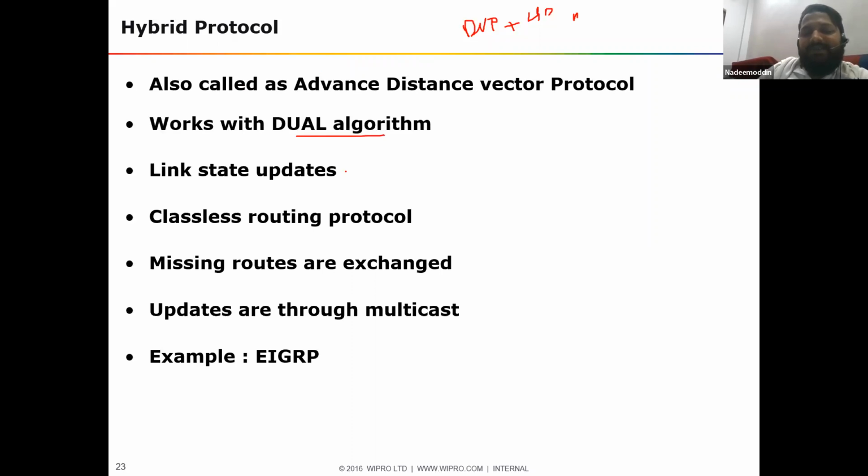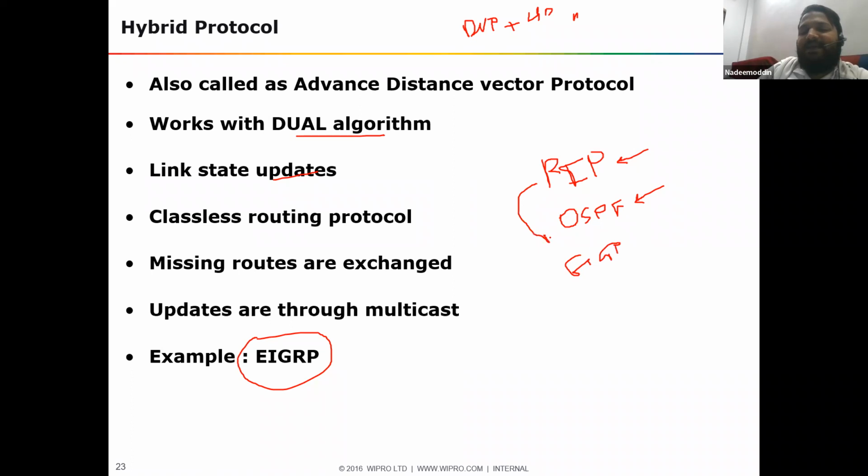Example, EIGRP. This protocol is Cisco proprietary, and what Cisco did is, in the previous distance vector category, we have one protocol only, RIP. This protocol is good, but it is slow. But it is very simple to create and configure. Then in link state protocol, there is a protocol called OSPF. It is faster than RIP, but it is very complicated to create. So when they created EIGRP, they took the advantage of the easiness and the speed. So that's why the EIGRP protocol is very, very easy, very famous.